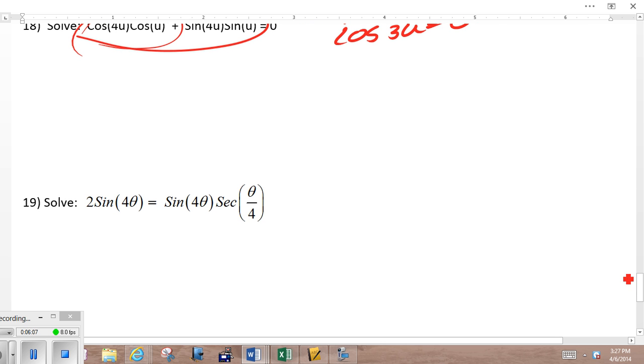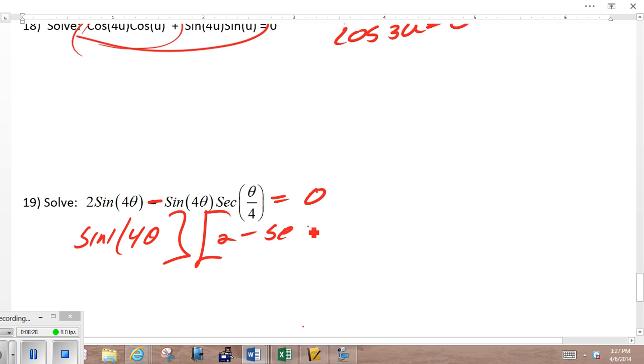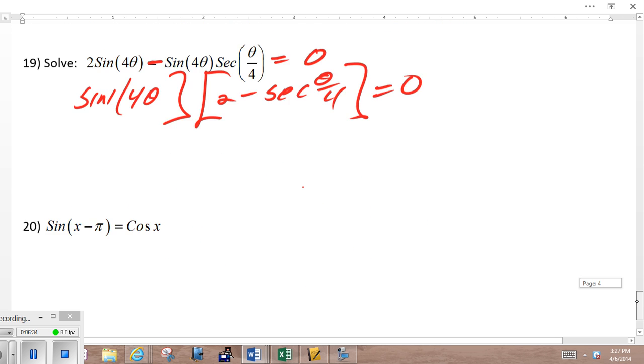Let's see about this guy. 19, this is just, I send everything over. I'm going to make that minus, set that equal to 0. I'm going to pull out the common factor of the sine of 4 theta. And I'm going to recognize that that's common to 2 minus the secant of theta over 4. And now I've got my two factors. You should be able to resolve that.